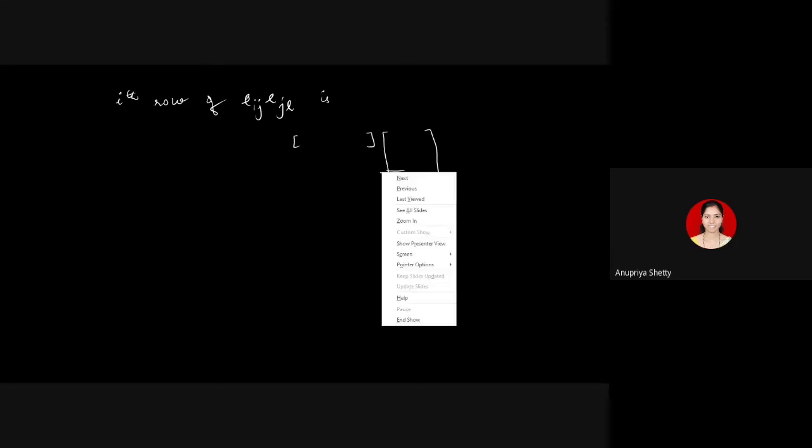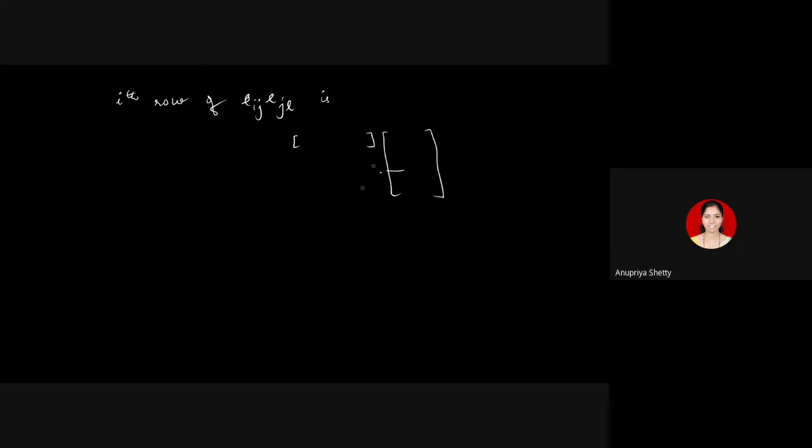The ith row of Eij into Ejl is, what we have to do? I have to multiply the ith row with that entire second matrix. Remember, the second matrix has 1 present in the jth position. There is 1. Remember, the rest everything is 0 now.